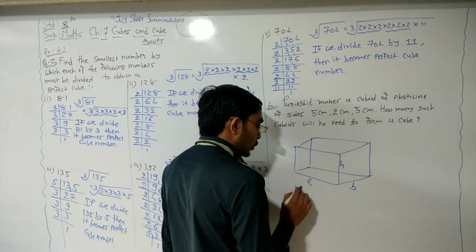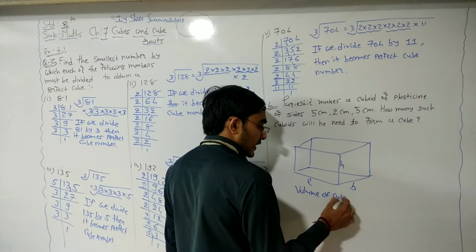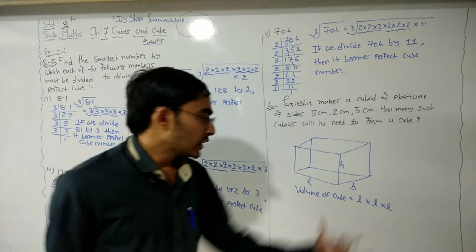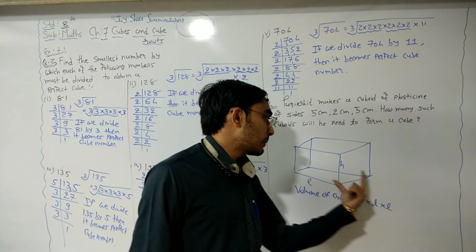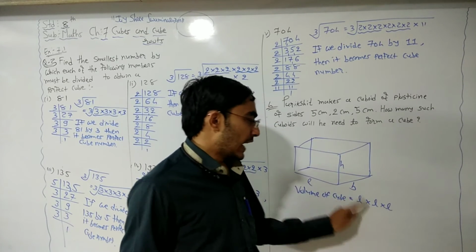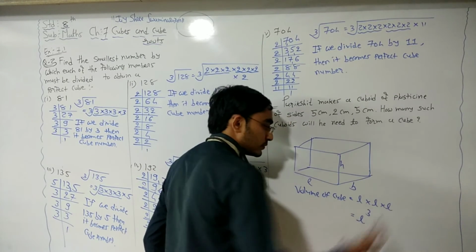Now the volume of a cube is L multiply L multiply L, because all 3 are the same, right? The actual formula is LBH, length multiply breadth multiply height, but here all 3 are the same. So for a cube, L multiply L multiply L means L cube.